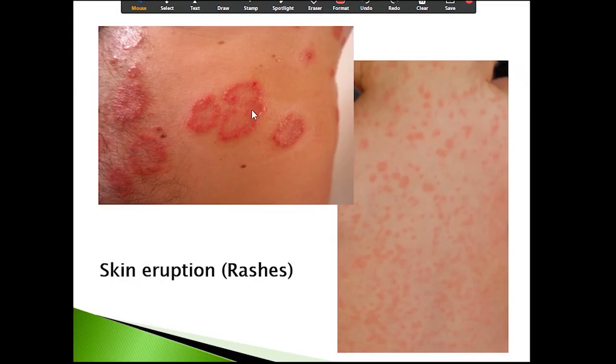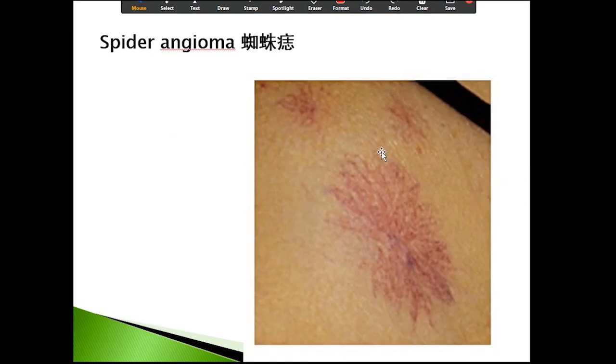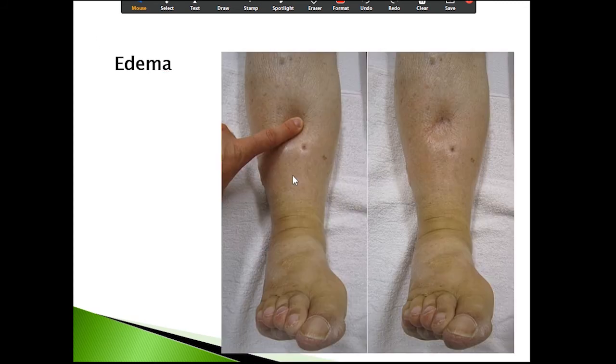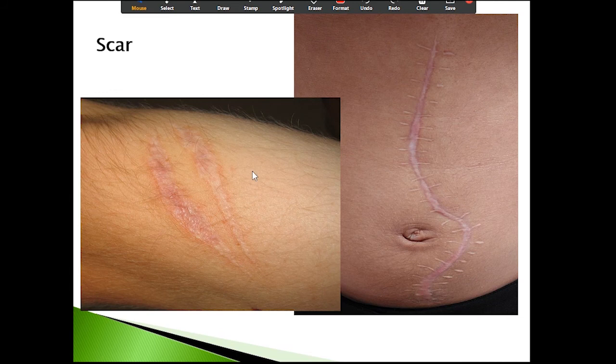So just some pictures to show you different skin findings. That's the skin rash here. That's bleeding under the skin. That's a spider-like skin issue there. That's edema. That's nodules under the skin. That's scar tissue, which naturally happens after surgery.